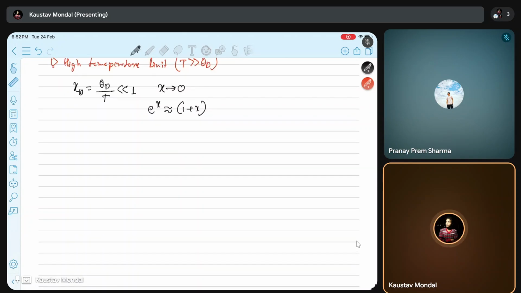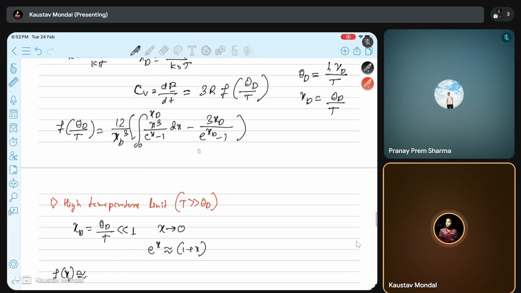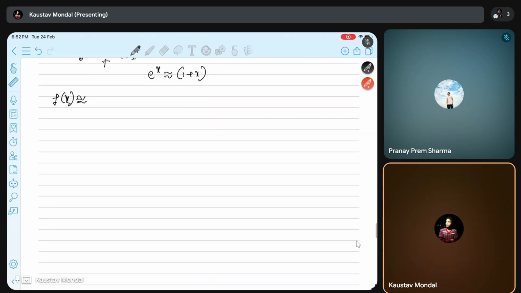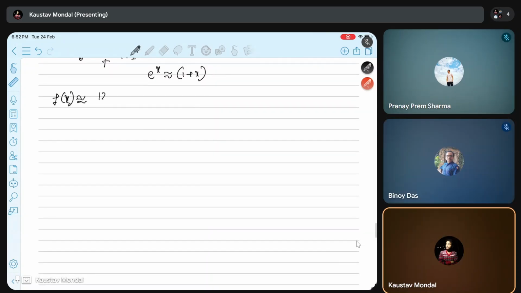So in that case, this function f(theta d by T), or in terms of x also you can write, takes the approximated form: 12 by xd cube, integral from 0 to xd of x cube dx by (1 plus x minus 1), minus 3 xd by (1 plus xd minus 1).